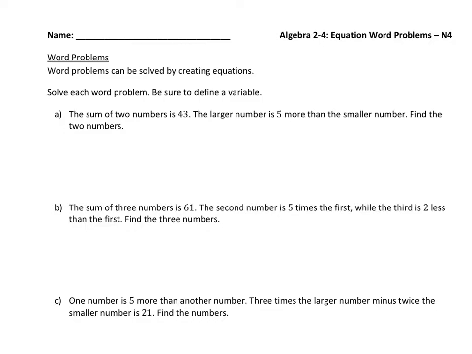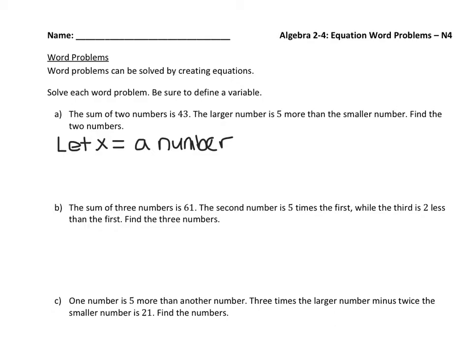Letter A. The sum of two numbers is 43. The larger number is 5 more than the smaller number. Find the two numbers. So let's first start off with defining a variable. Let x equal a number, and let's say that's the smaller number.